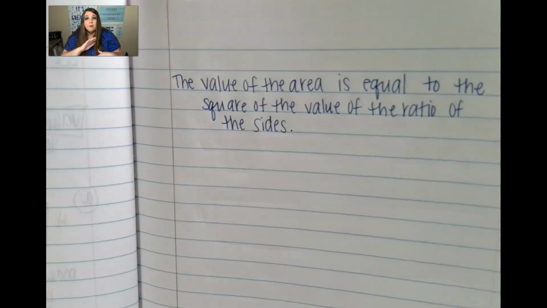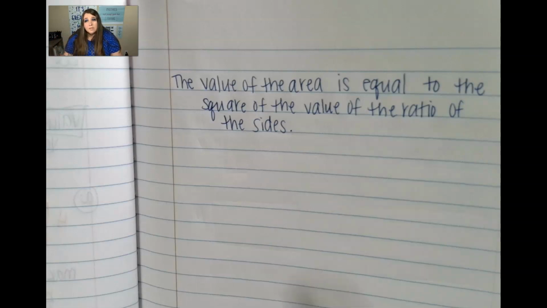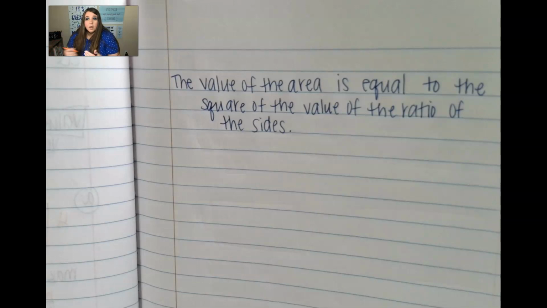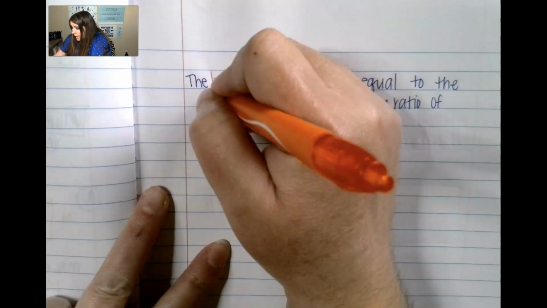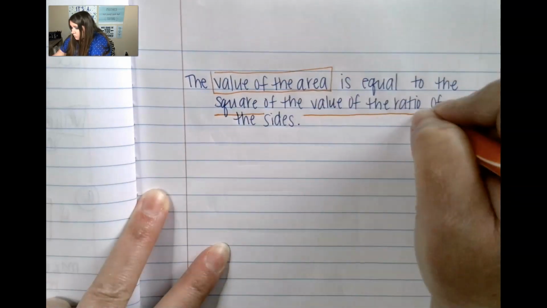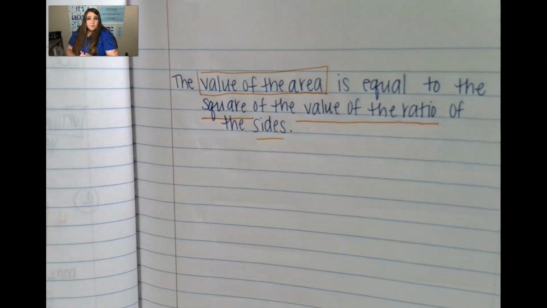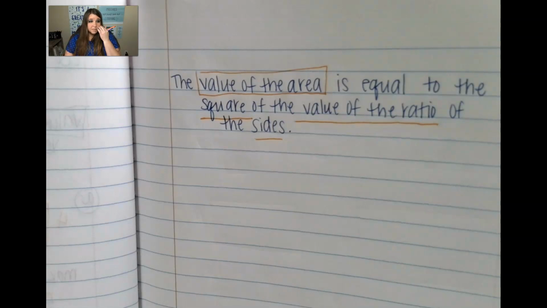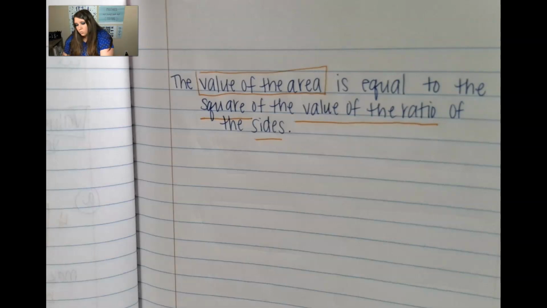So perimeter, we didn't do anything with squares because perimeter is just a walk around, right? So you were finding how they were equivalent or how they were similar. They had the same value. Same thing with area, except because area is the covering of it, we're not walking around anything. We're walking through the whole thing. So the value of the area is equal to the square of the value of the ratio of the sides. So we're going to find the value of the ratio of the two sides and square it. That's what that means in words. So let's look at what we have. So we're going to have two triangles.